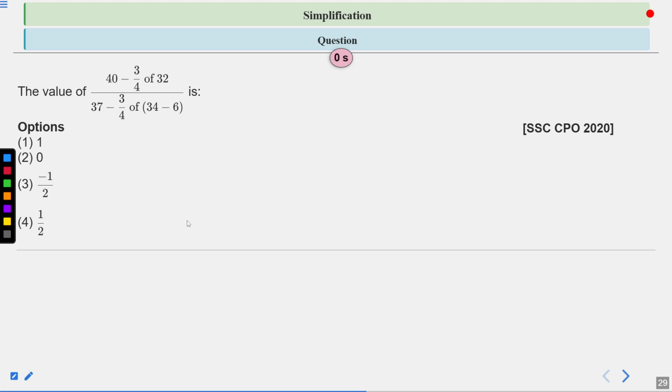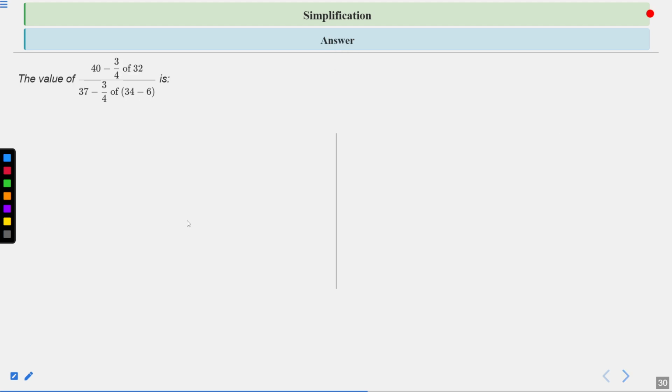Now time's up. Let's see the solution of this question. So the question says the value of 40 minus 3/4 of 32. So first we calculate the 3/4 of 32. Same way, in the denominator, 37 minus 3/4 of 34 minus 6, which becomes 28, and we can calculate 3/4 of that number. Then we simplify it and we get our answer. So the correct answer of this question is the first one, which is 1.